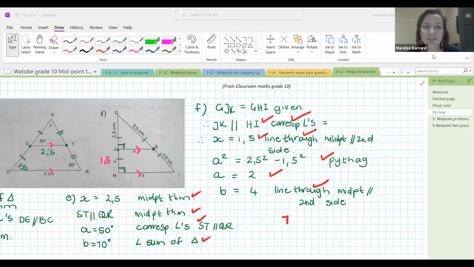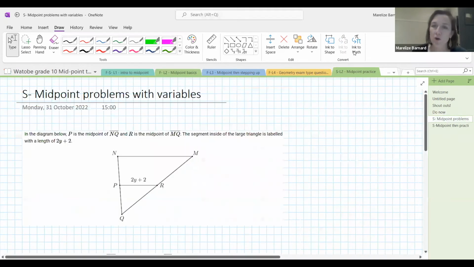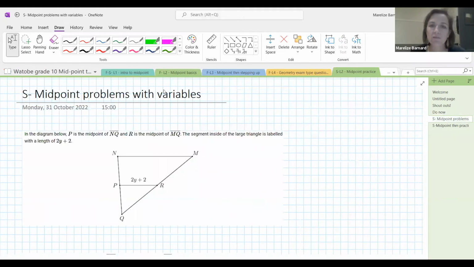Okay, so believe it or not, that was actually just our little warm-up for the day. But now we're going to move on and do some things that involve variables. So you actually got to be able to solve these questions with variables as well.